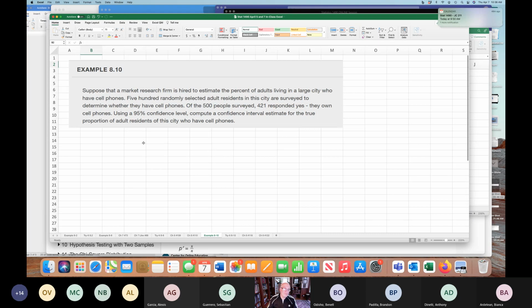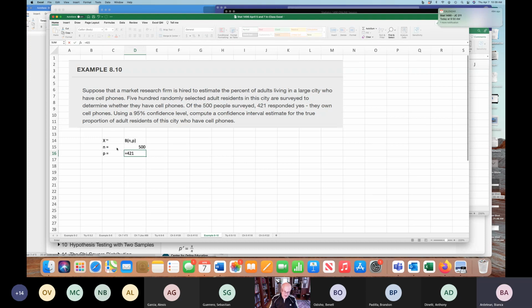So to do a problem like this, what do we say? X, what's the distribution of X? If X is whether a person has a cell phone or not, it's binomial distributed, and we know that's n comma p. Well, what's n? What's my sample size? 500. Perfect. What's my proportion? 421. Close. That's the numerator of my proportion.